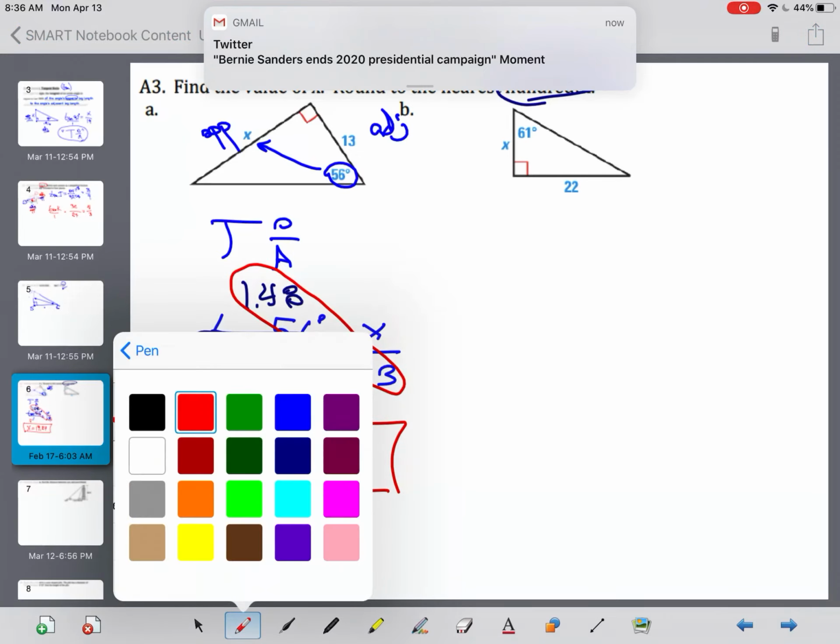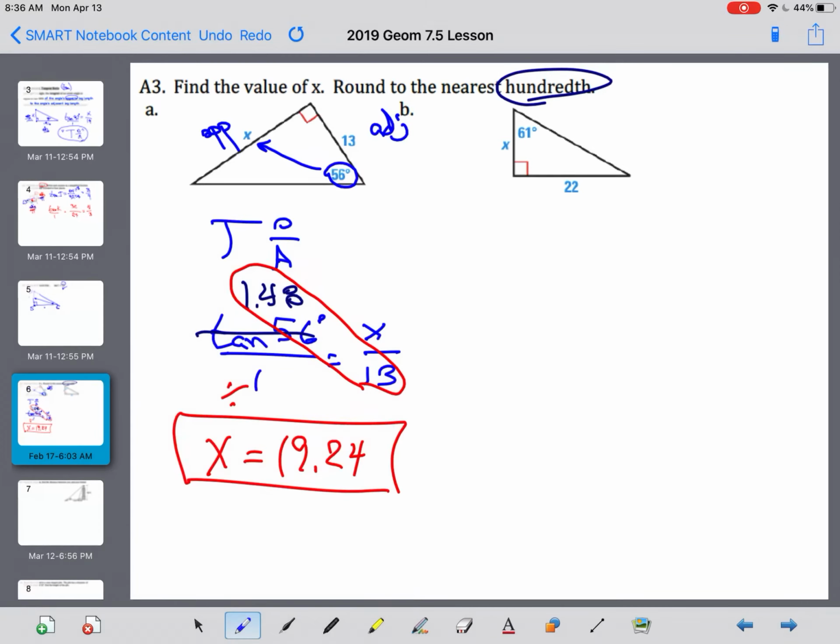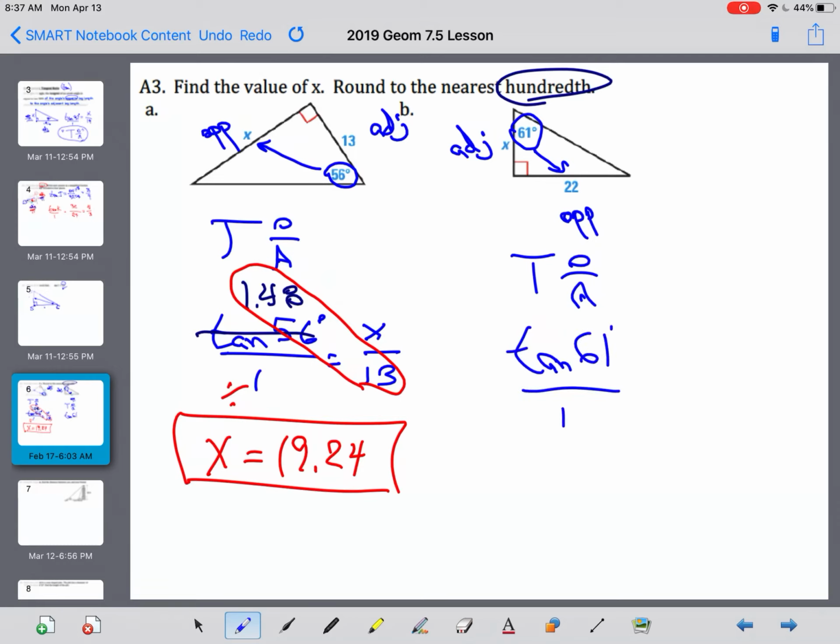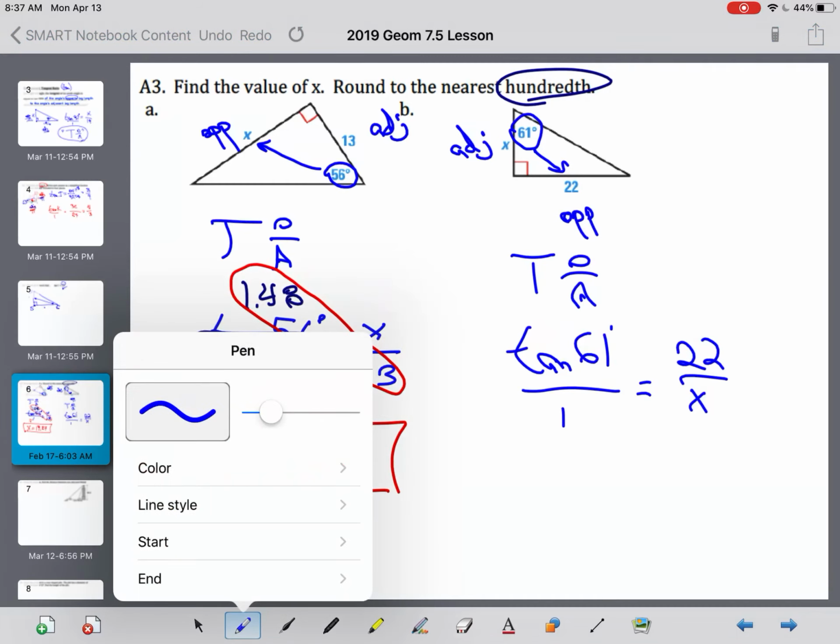Moving on, we're going to take a look at this next one here. Right triangle, I've got my angle and I've got my opposite. And here's my adjacent leg. Again, using TOA, I'm going to say the tangent of 61 over 1 equals 22 over x. Now this time the x is in the bottom because x is the adjacent leg, not the opposite leg. So again, we're going to determine what the tangent of 61 is, and again, calculator time to do that.